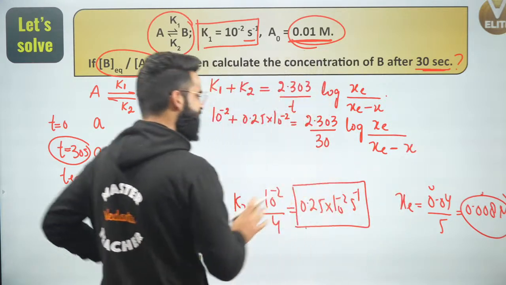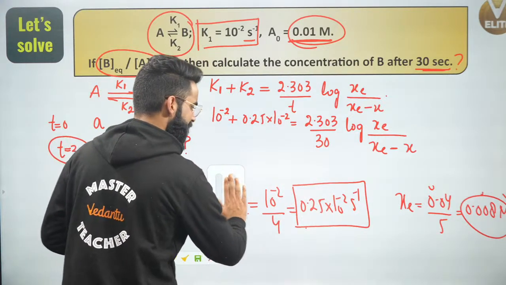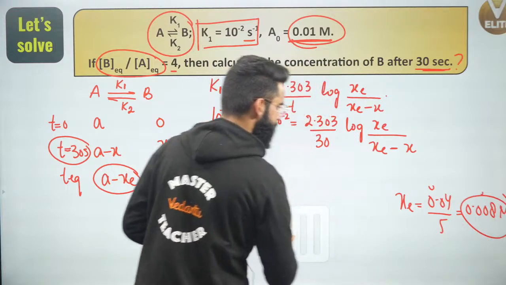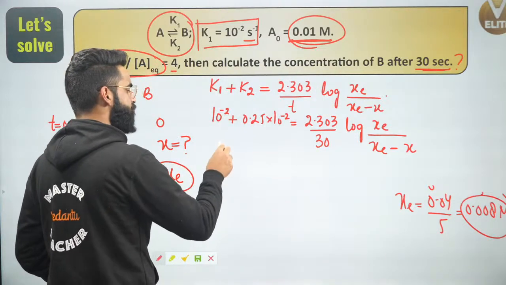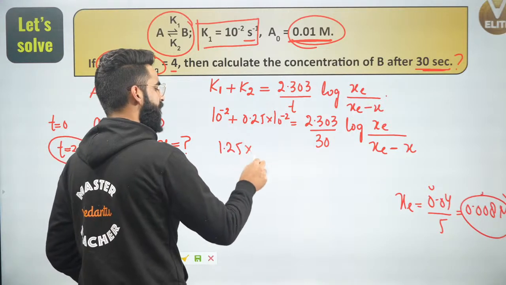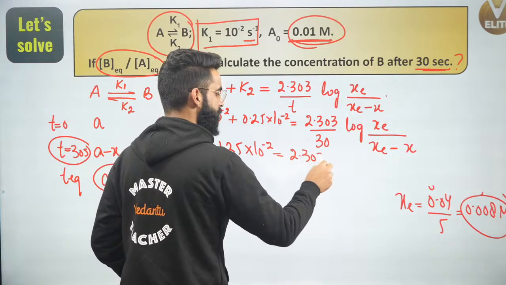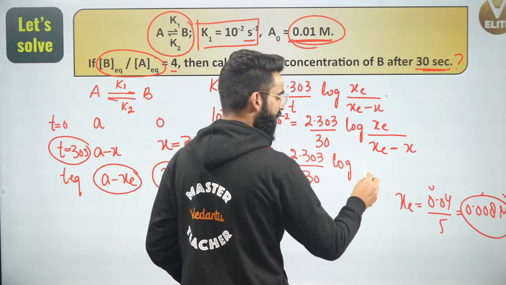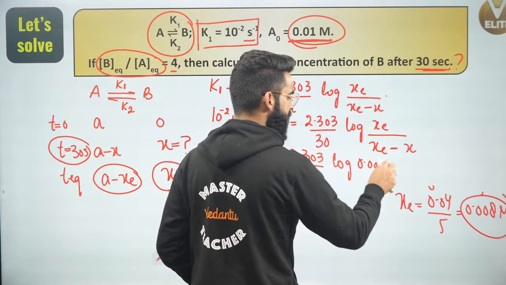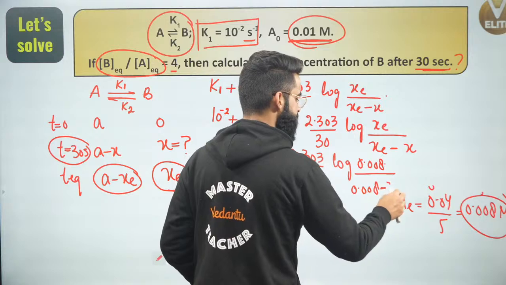Correct? So people, just have a look in this equation. I've got all the parameters except X. Now it is just the calculation part left. So over here, if you take 10 power minus 2 common, it's going to be 1.25 multiplied by 10 power minus 2, equal to 2.303 divided by 30, log of Xe. Xe value I got to know as 0.008, divided by Xe, which is 0.008 minus X.